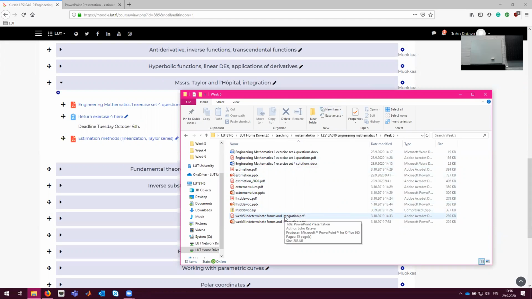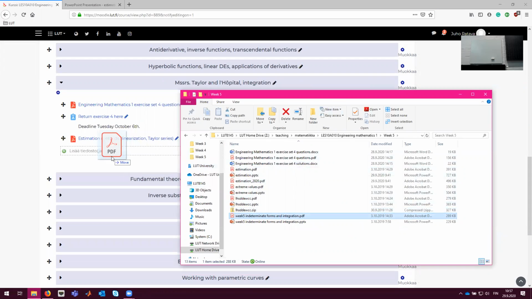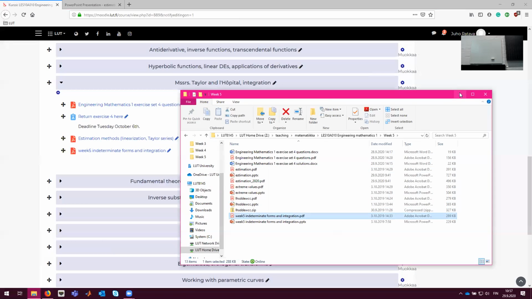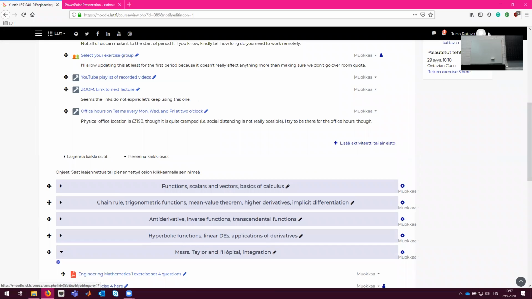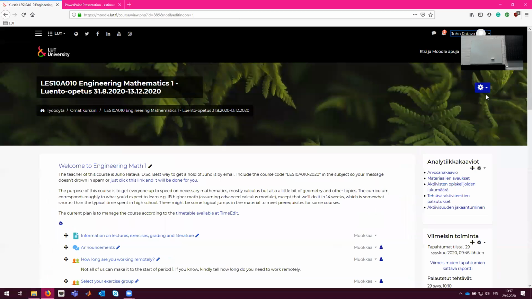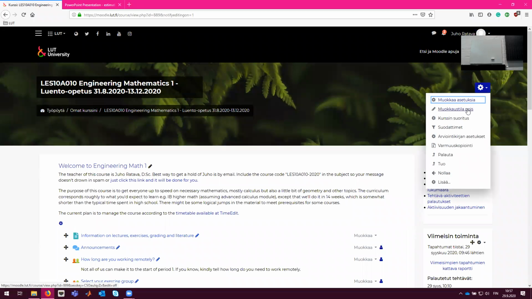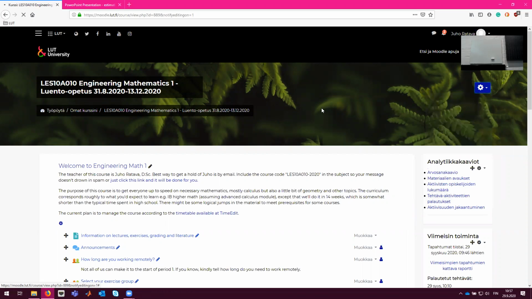Oh yeah, it's indeterminate forms. These indeterminate forms now refer to the L'Hopital method of finding limits and thereby differentiating.